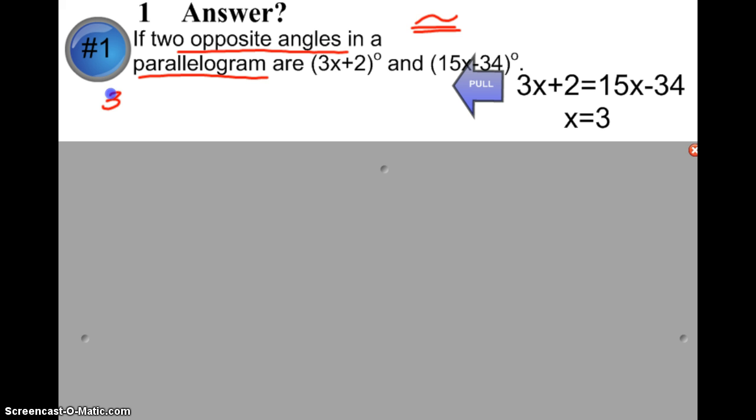So if we put a little extra step in there, first I said subtract your 3x, and then I said add your 34. And finally you'll divide by 12 and you'll get x is 3.